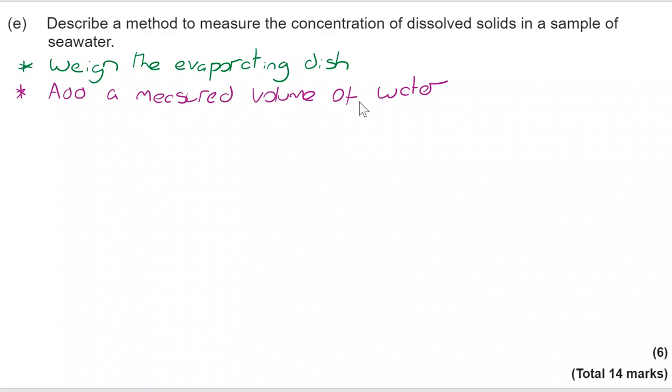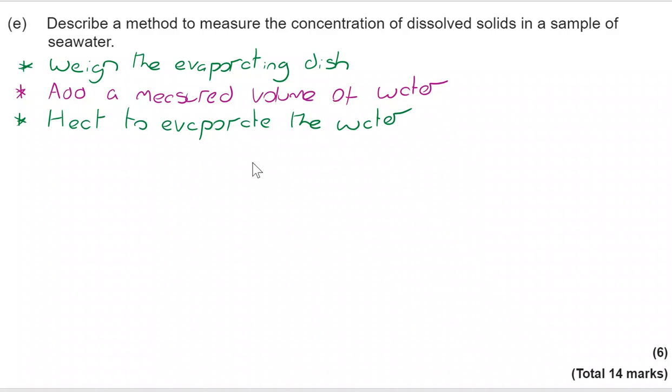And part E, describe a method to measure the concentration of dissolved solids in a sample of seawater. So it is a 6 mark question, but it's not the 6 marker format. You need 6 separate marking points here. First of all, we're going to weigh the evaporating dish. So that's what we're going to put our water into. We're then going to add a measured volume of water. Maybe you add 25 centimetres cubed. And then you're going to heat that evaporating basin to evaporate the water.